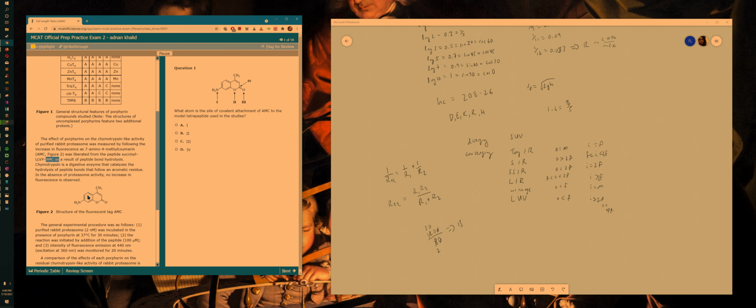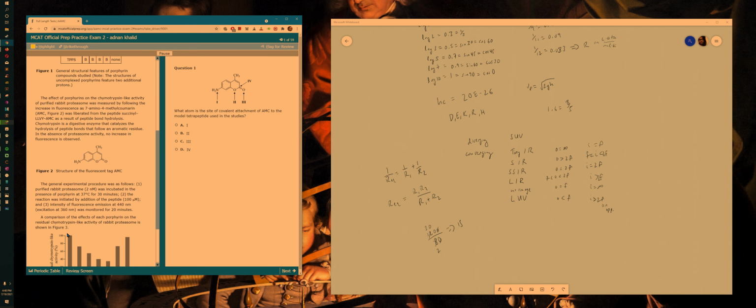So it's going to be something that you add to a molecule to have it fluoresce, basically to have it shoot some light at us for us to get some type of measurement. So they're saying that this is AMC, the molecule. So what atom is the site of covalent attachment of AMC to the model tetrapeptide? So, okay, let's see, tetrapeptide.